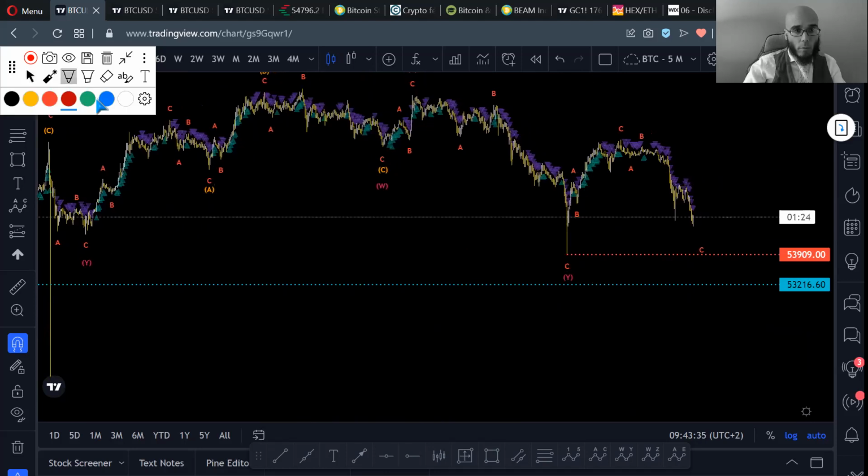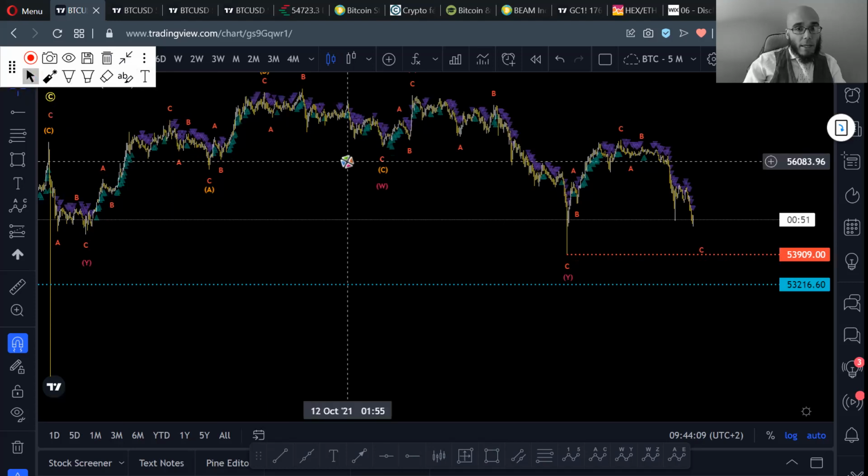And I will know that it could be impulsive if we stay higher than 53,909. If we stay higher than 53,909, then I would switch to the impulsive counts. But if we keep dropping here and we go below that level, then I'll keep the corrective labeling. So that's it. That's what I can say.